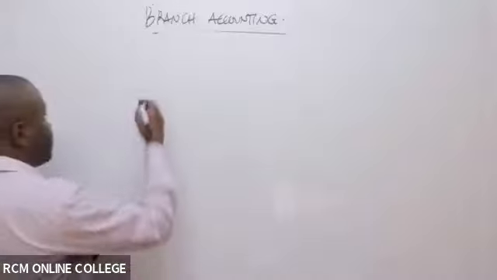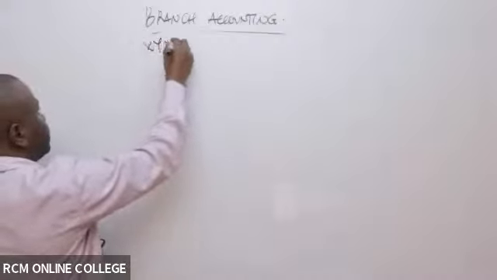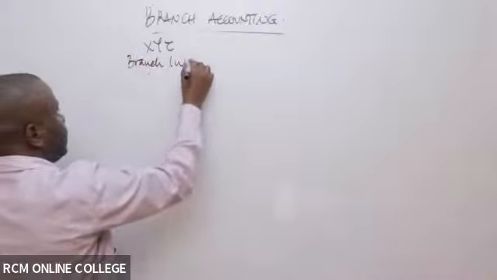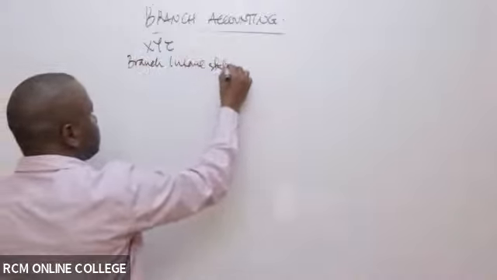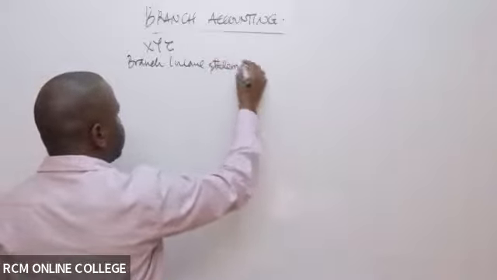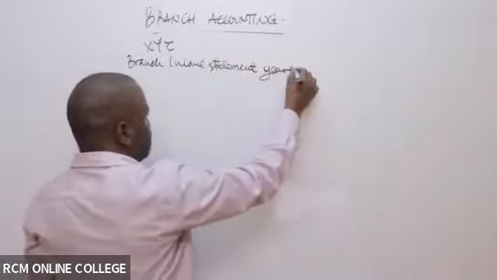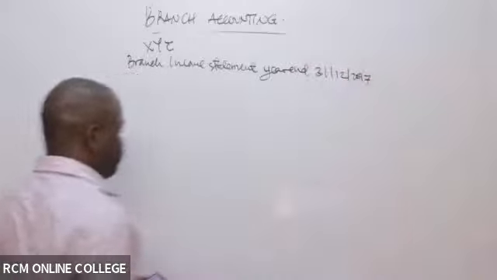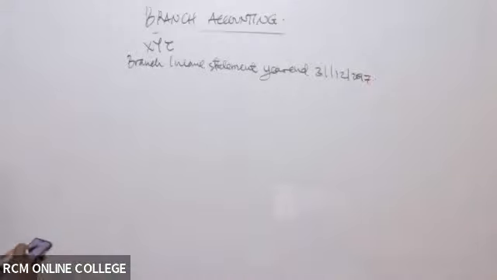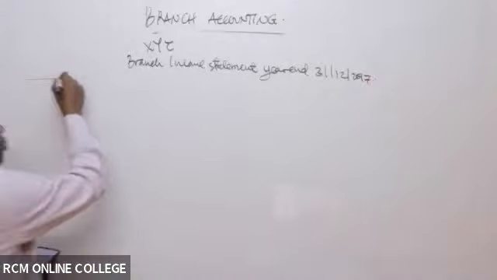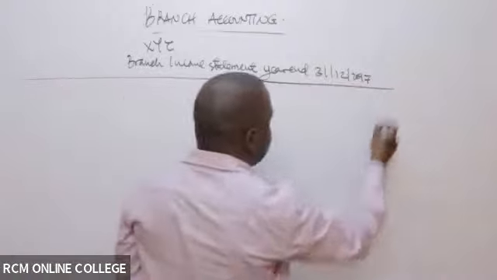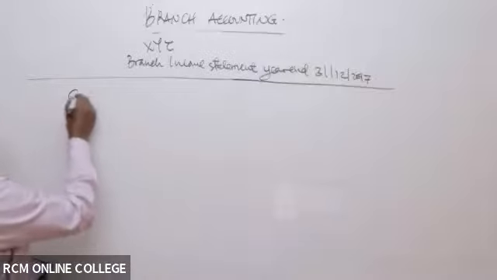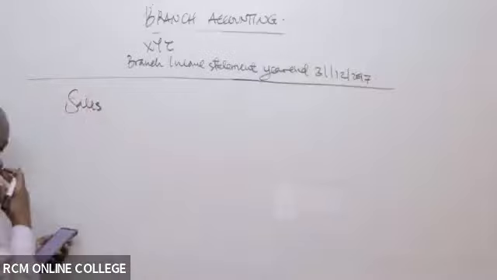The branch income statement, XYZ branch income statement, for the year ended 31st of December 2017. So obviously, when you are doing an income statement, what do you start with? You start with the sales. You always start with sales there.